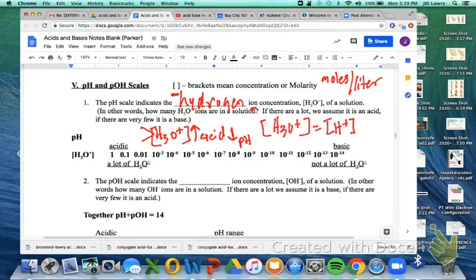So the pOH scale, which probably isn't something that you've heard as much about, looks at the hydroxide ion, or OH- ion, concentration in solution. And once again, we're looking at how many hydroxide ions are in solution. So the greater the hydroxide concentration, then that's going to increase how basic something is, which would also increase the pH number.